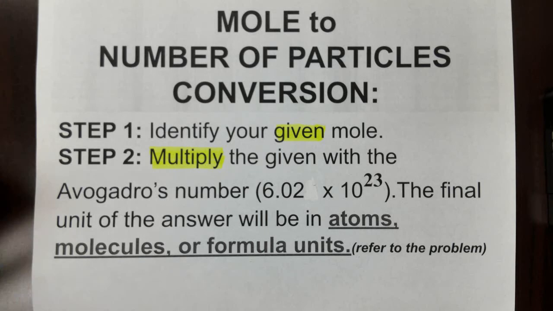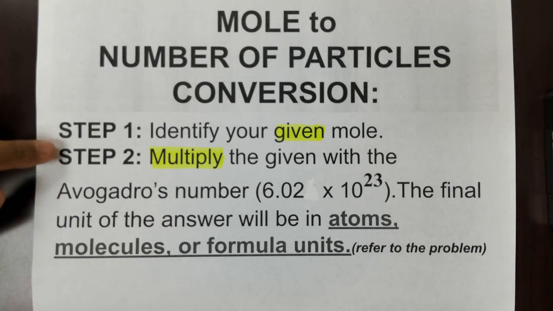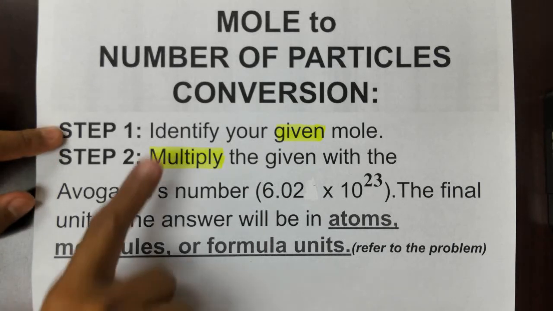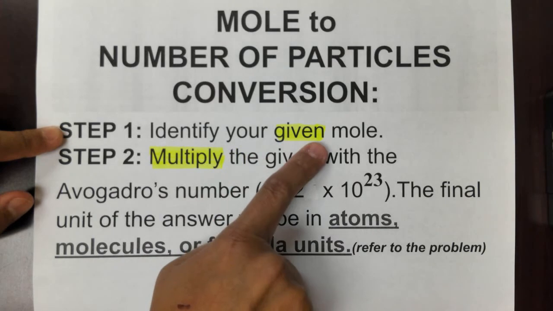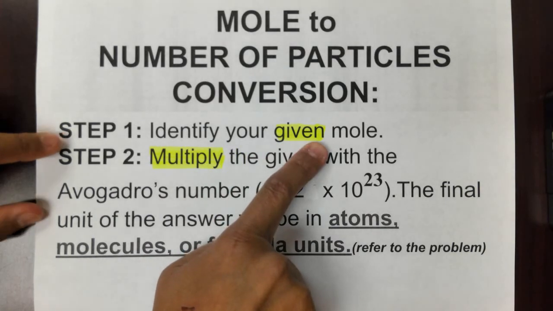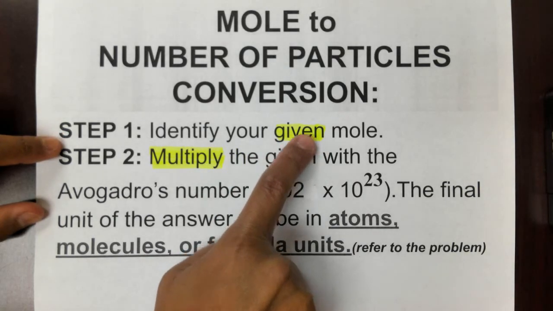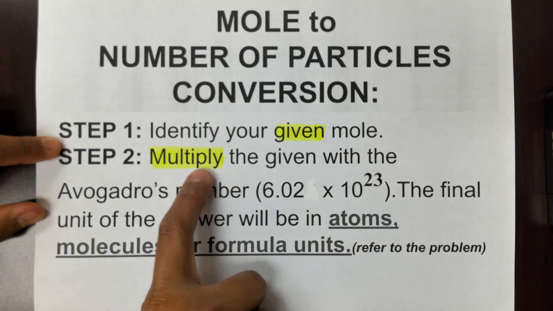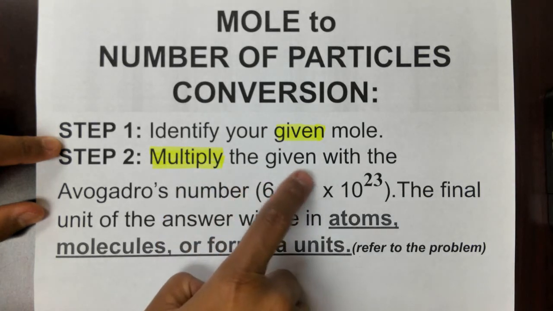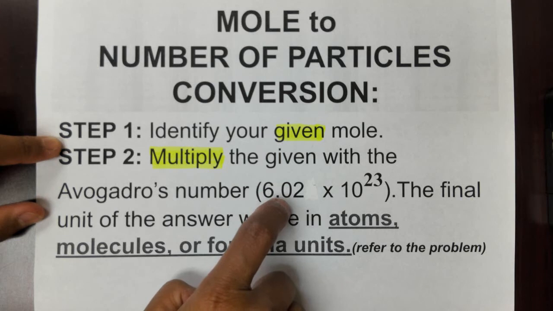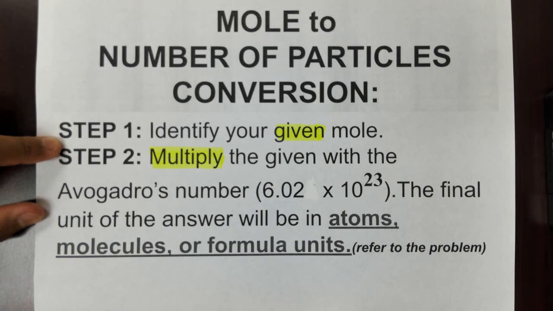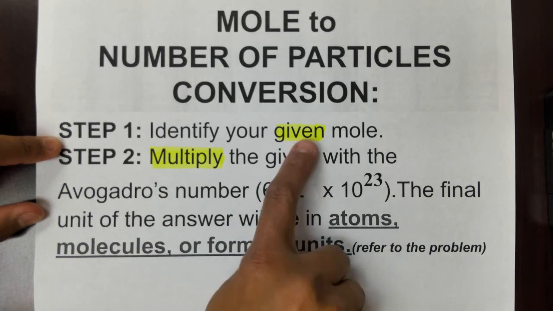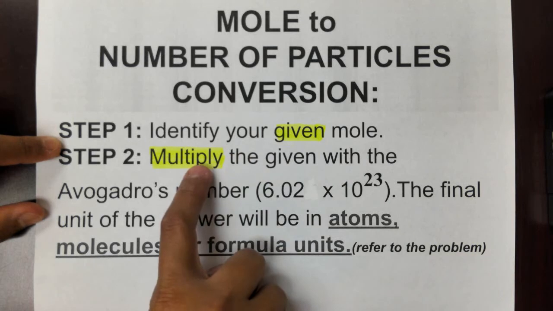There are only 2 steps that we need to remember. The first step is we will identify what's our given mole from the problem. And then after that, the given mole will be multiplied to the Avogadro's number value. And that is the direct step to get the number of particles. Write the given mole and then multiply after.